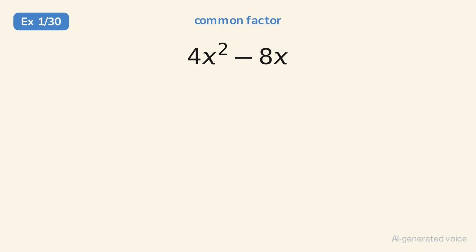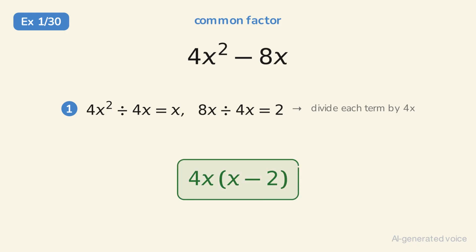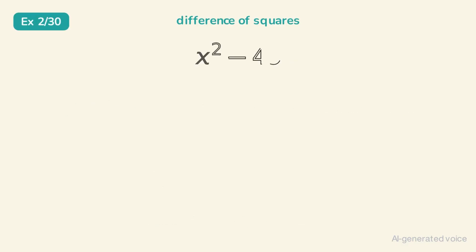Let's factor 4x² minus 8x. 2 terms, and both share something. A 4 fits into 8, and x is in both. The greatest common factor is 4x. We pull it out. Now we divide. 4x² over 4x is x, and 8x over 4x is 2. So we get 4x times (x minus 2). Quick check. Multiplying back, 4x times x is 4x², and 4x times 2 is 8x. The original came back.